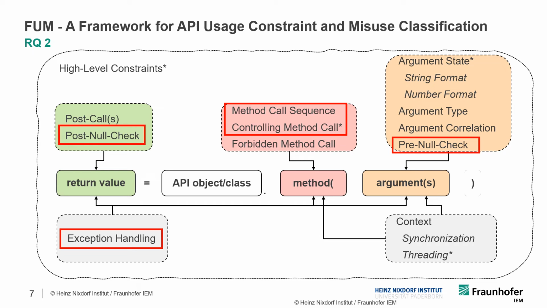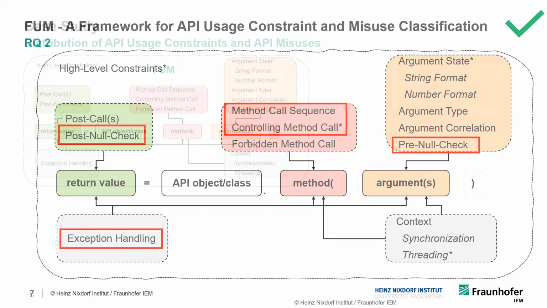Furthermore, you can see in the bigger picture that there are also high-level constraints. These are constraints that are happening everywhere on a method call that are not part of any of the other types yet. With this, we have answered our research question number 2 by introducing FUM.